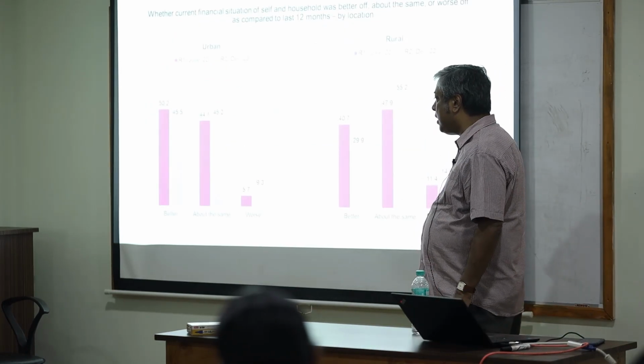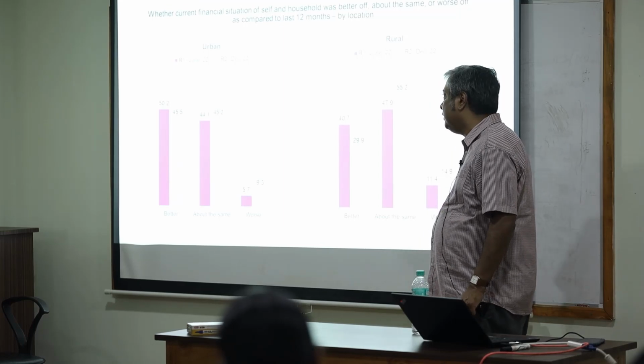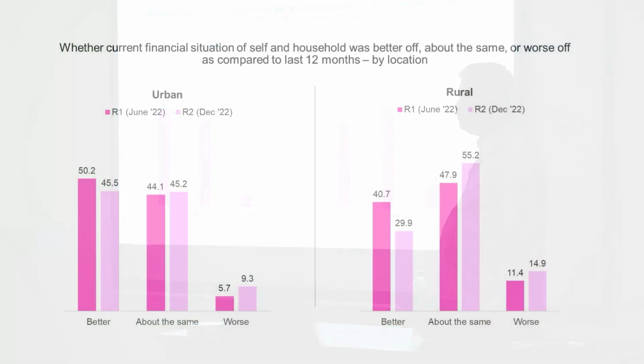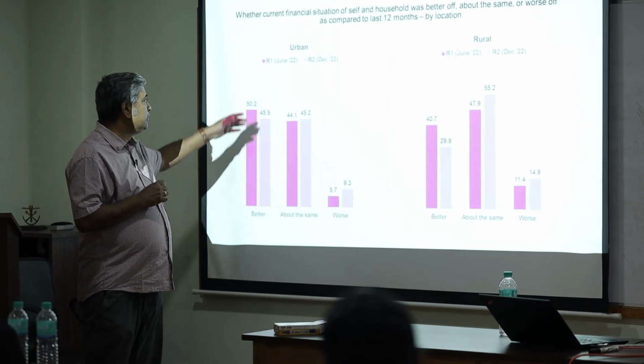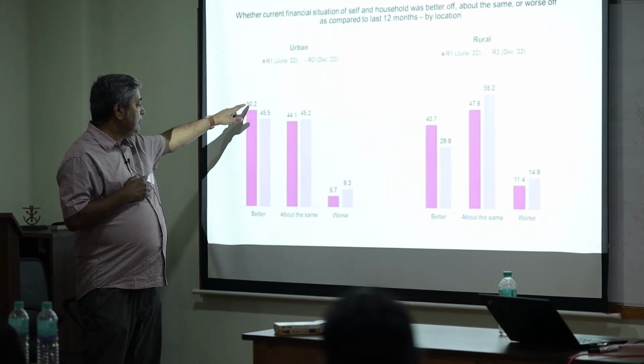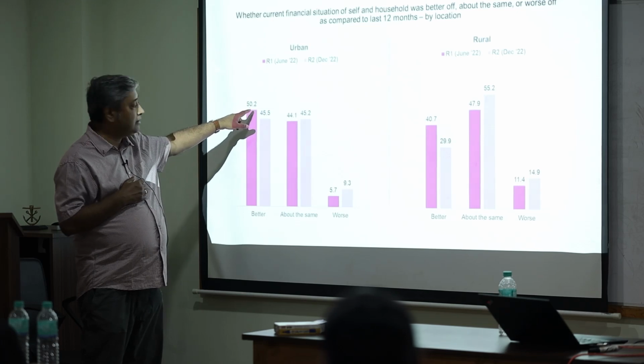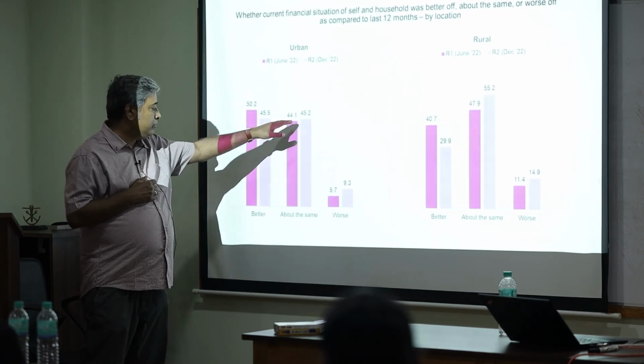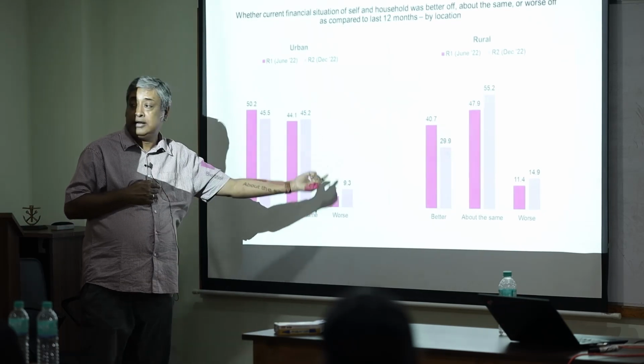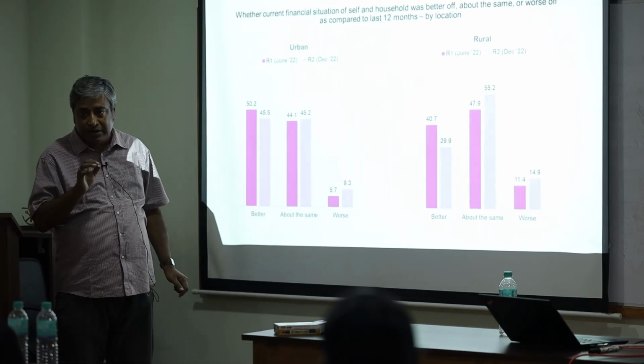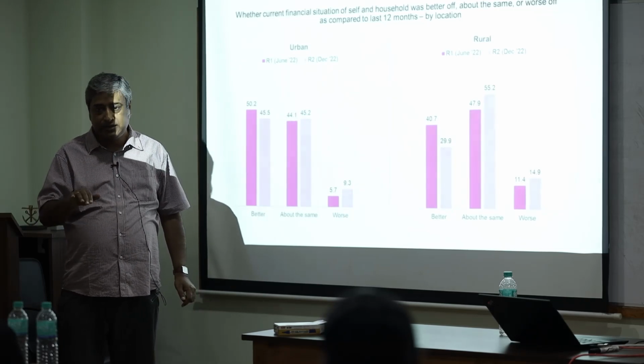The dark pink one is round 1, which is June, and the light pink one is round 2, which is December. The question is very simple: whether the current financial situation of self and the household was better off, about the same, or worse off as compared to last year. We asked those people in round 1, 50.2% said it was better off. In round 2, it has dropped. About the same was the same. Worse has gone up in round 2. That means consumer sentiment from round 1 to round 2 has dipped.